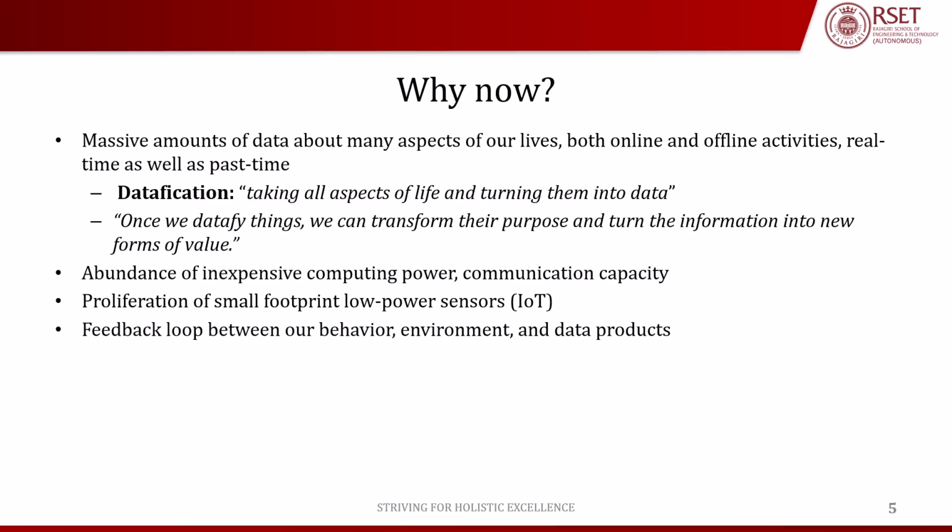And the second thing is computing power. The kind of RAM size that we have in our mobile phones itself is exponentially more than what we had, let's say, 15 years before. And so the computing power has become much cheaper because of the advances in the hardware. And so it's very inexpensive in terms of computing power. And then, proliferation of small footprint, low power sensors.